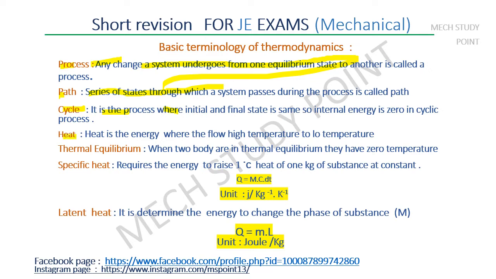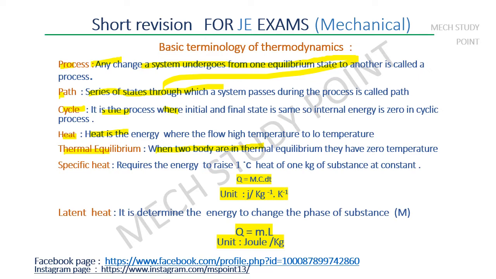So next is the heat. Heat is a type of energy that flows from higher temperature to lower temperature. Next is thermal equilibrium. When two bodies are in thermal equilibrium, they have zero temperature difference.